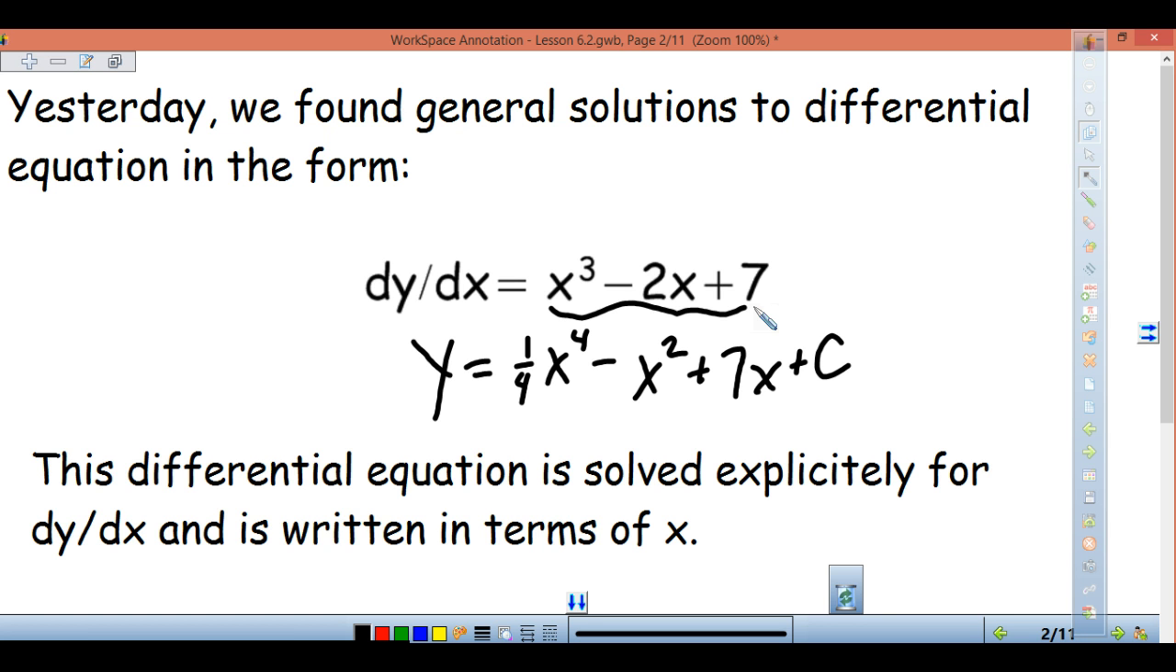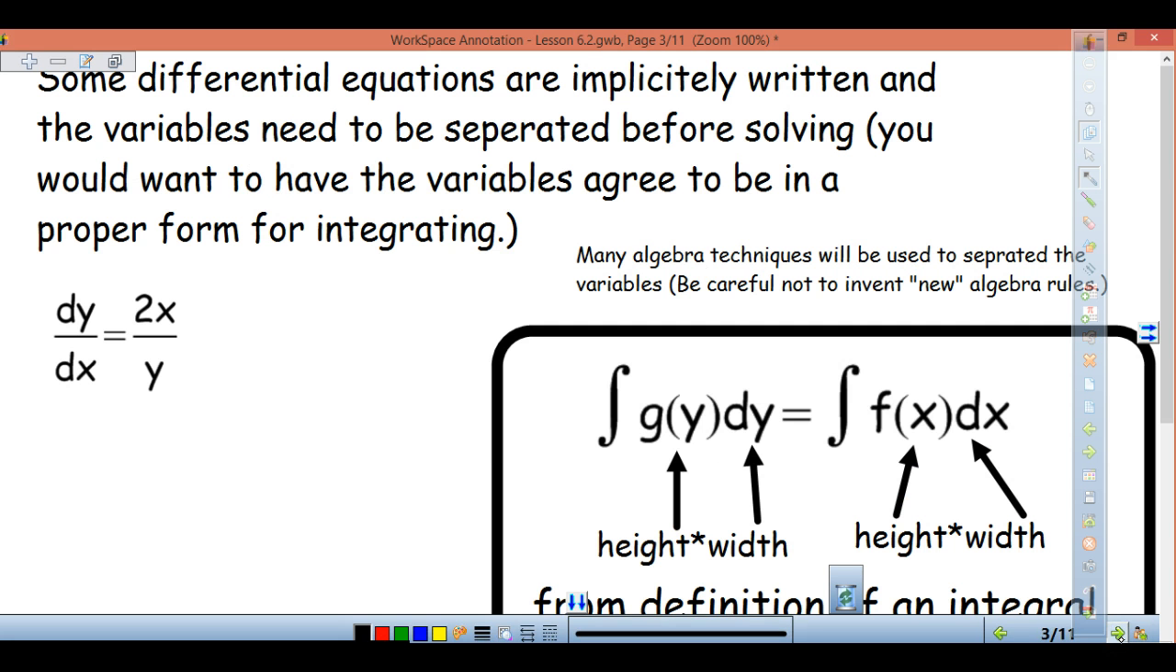So what we're going to be looking at today is we'll probably still continue to look at some of these, but we'll also have some written implicitly where the x and the y are mixed together, and we'll talk about how we can algebraically deal with the technique for solving these. All right, so I had mentioned that some of these are going to be written implicitly. So implicitly means that their x's and y's are going to be mixed together.